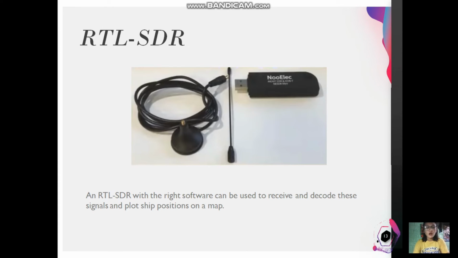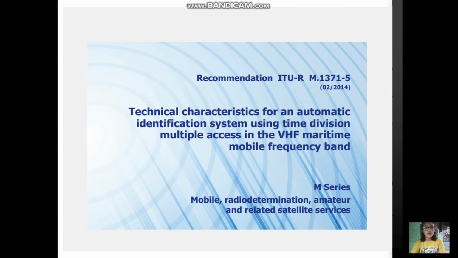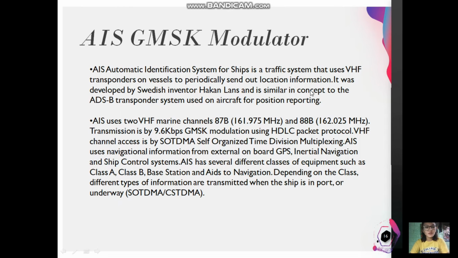Now you see we have a small RTL-SDR receiver with a small antenna. With the right software, it can be used to receive and decode these signals and plot ship positions on a map. AIS uses the GMSK modulation method, and this method is excellent for nonlinear amplifiers because it has a very clean spectrum. There's very little out-of-band component, and there are no discrete lines. Here's a slide describing this. I got my data from the specification for AIS, recommendation ITU-R M.1371-5.